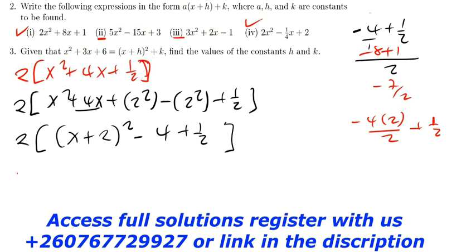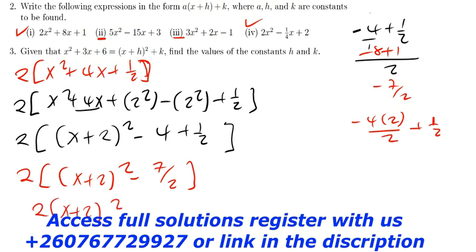So we'll go ahead and say x plus 2 squared minus 7 over 2, like that. When you do this, you can distribute the 2, so it will be 2 times x plus 2 squared, minus 2 times 7 over 2, which is 14, and 14 divided by 2 is 7. So I've expressed this in that form.